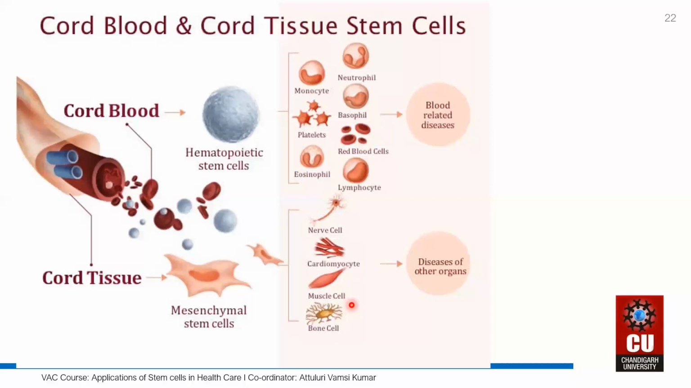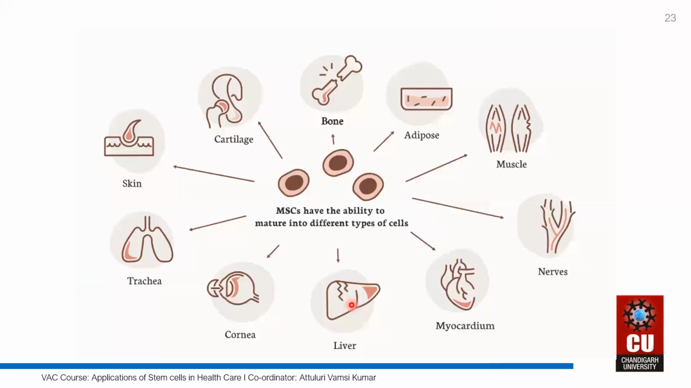Actually, that is stem cells. Somehow nearby stem cells filled that gap. They made a new small bone in that area. Yes, that is adult stem cells. So these are some fascinating things about stem cells. So yes, the mesenchymal stem cells harvested from the umbilical cord can convert to cartilage, bone, adipose tissue, muscle, nerves, myocardium, liver, cornea, trachea, and skin.